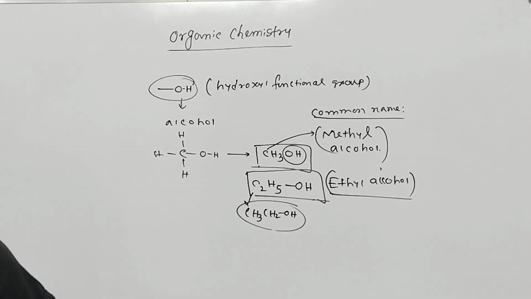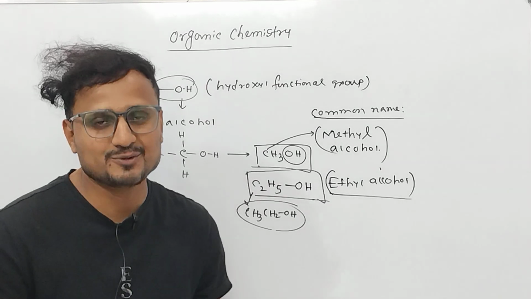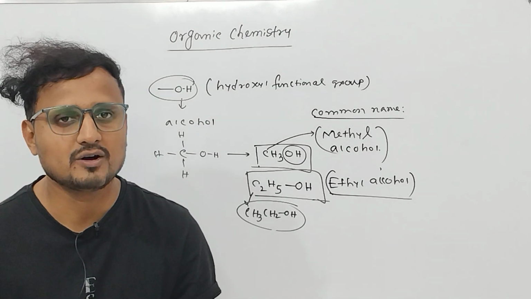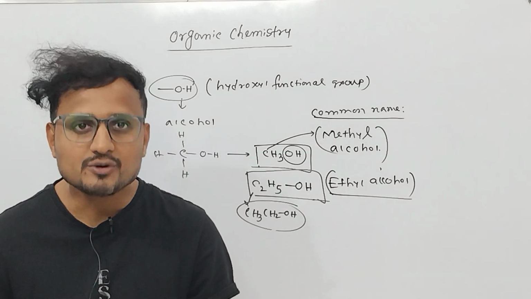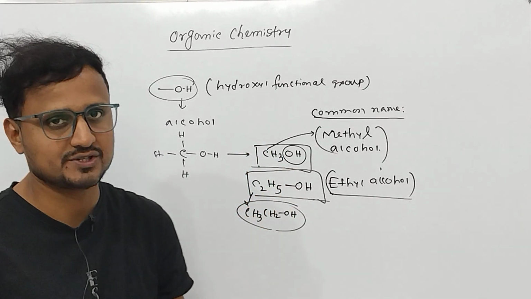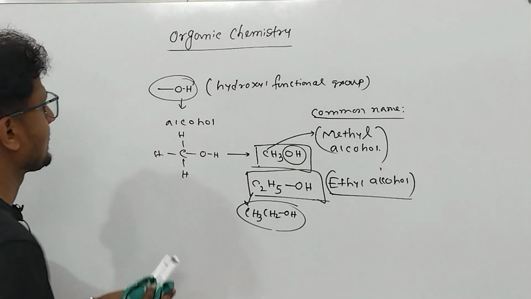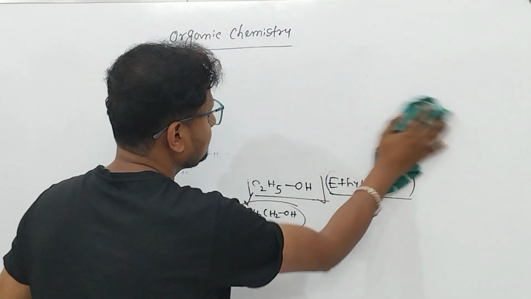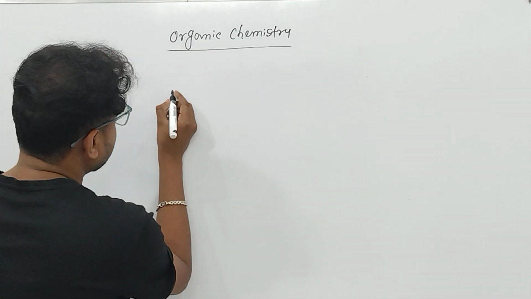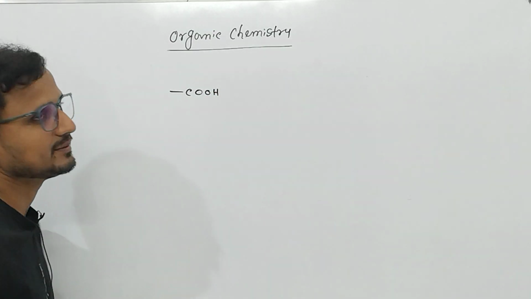Now again the examiner can ask you to state two formulas of compounds having the alcoholic functional group, or the OH group. So you can give CH3OH, C2H5OH. So this is the alcoholic functional group. Now this is another functional group. This is COOH.